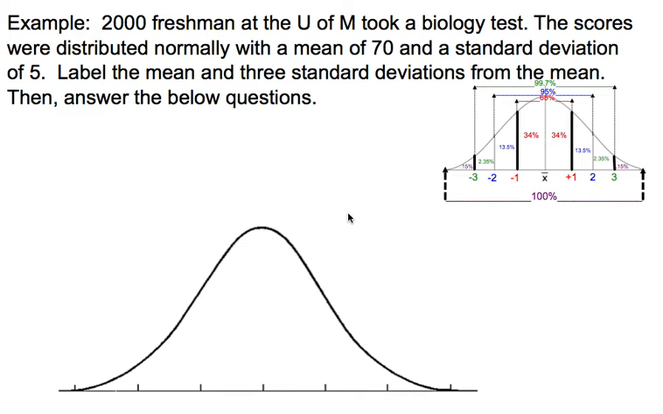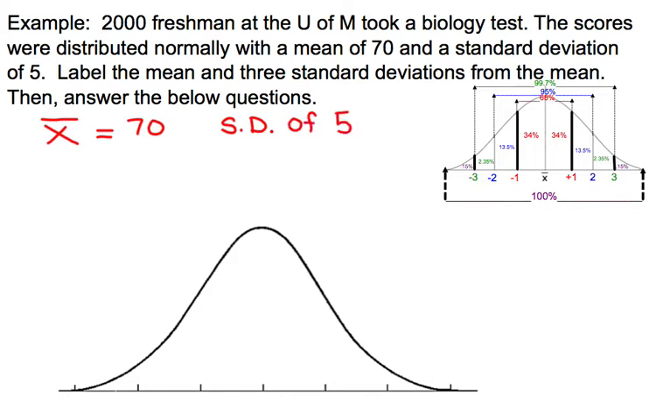This is an example of a normal distribution problem. We're given that there are 2,000 freshmen at the U of M and they take a biology test. And the scores were normally distributed with a mean of 70. So I'm going to go ahead and write that down. Remember the mean notation. It's an X with a line above it. And we have a mean of 70. And then a standard deviation of 5.